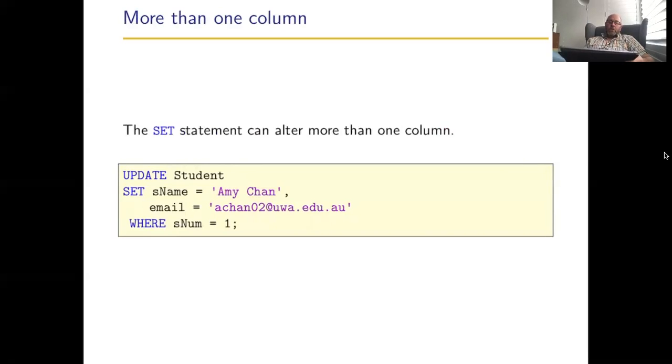And as before, you can do more than one column at once. So we're still working at one row at a time, but the set statement can change the values of several columns. So here we're building up the university database. We know that Amy is student 1, but we're going to increase the amount of detail we keep about each student. And so we're going to choose names that are now first names and last names, and we're going to add the email as well. So set sname equals Amy Chan, comma, email equals, and then that email address, where snum equals 1.